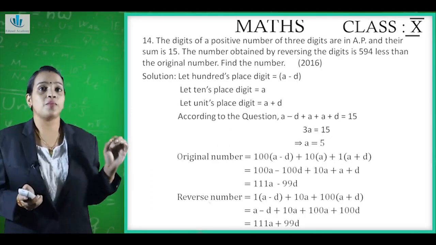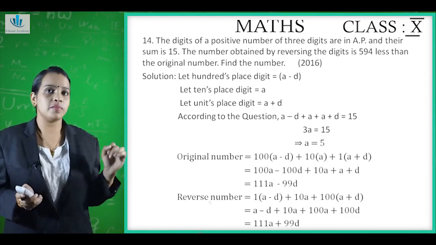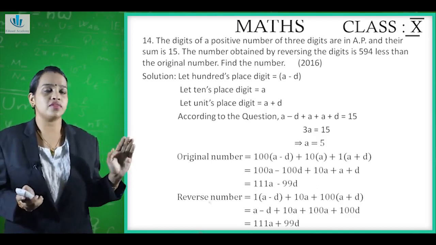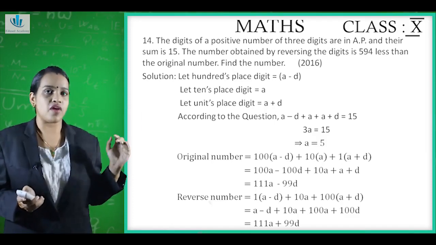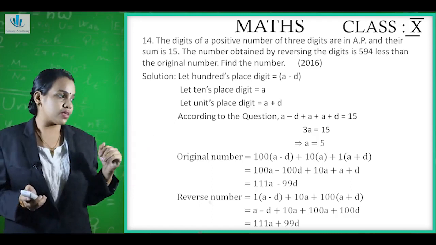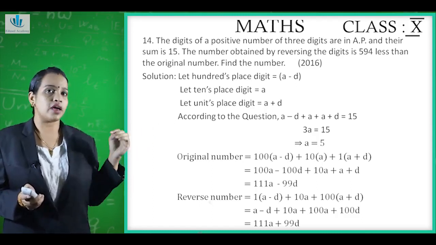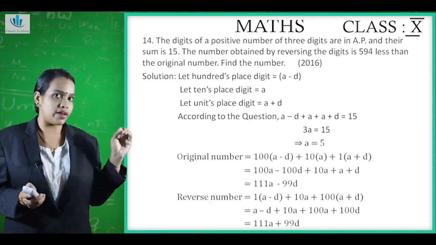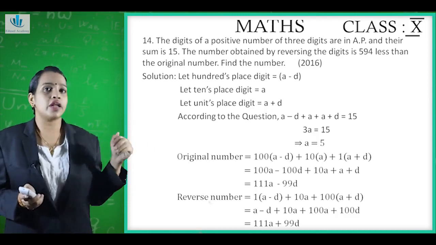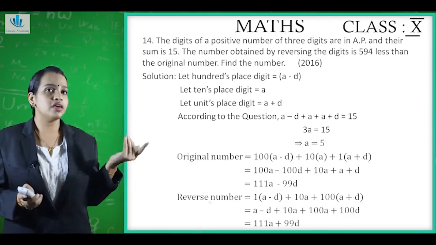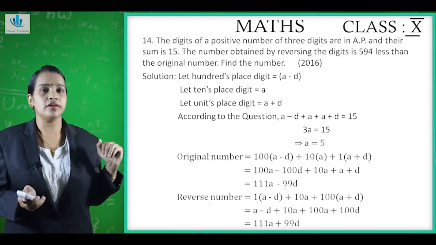The digits of a positive number of 3 digits are in AP and their sum is 15. The number obtained by reversing the digits is 594 less than the original number. Find the number. Now this question has appeared in the year 2016. Now it is said that it is a 3-digit positive number, the digits are in AP and the sum of all the 3 digits is equal to 15. The number obtained when we reverse it will be 594 less than the original number. Now we have to find the number.